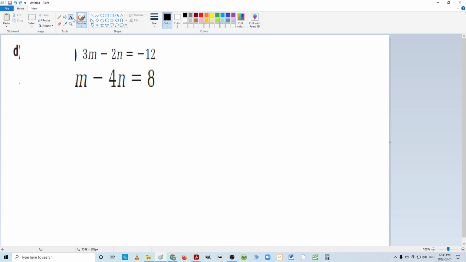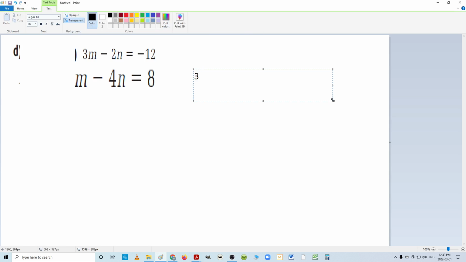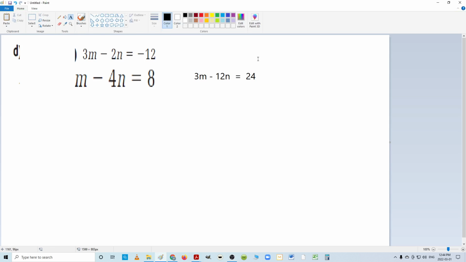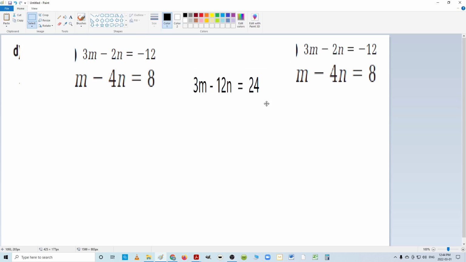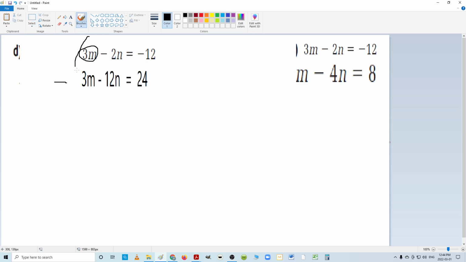So I get 3m. What's minus 4n times 3? Minus 12n. What's 8 times 3? 24. So I'm going to keep these formulas on the side. But I'm going to replace this one right here with this. Notice my 3m match. Now I'm going to subtract top from bottom. Top from bottom. But keep track of your minuses. Plus 3m minus plus 3m. What's a minus plus? It's a minus.